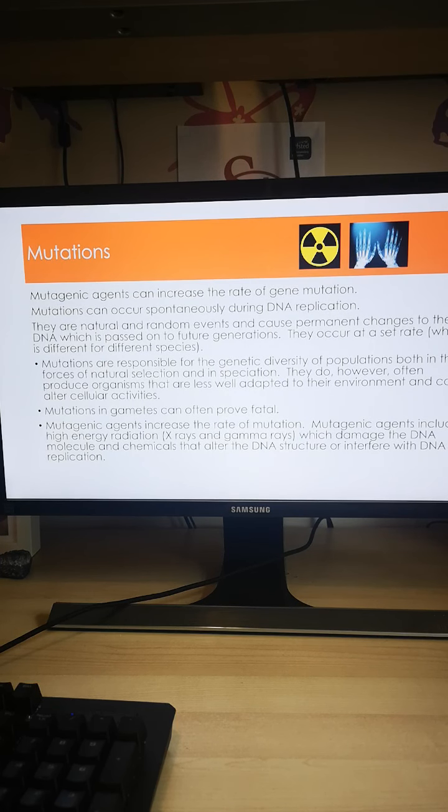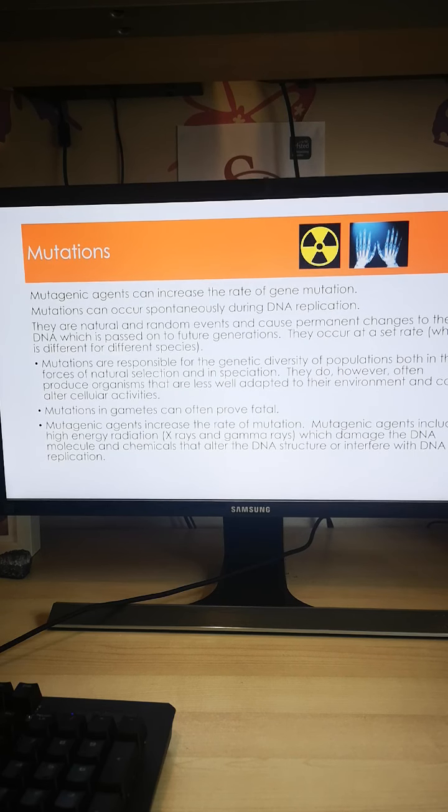Okay, so mutations are responsible for genetic diversity in populations. We need that. We're going to talk about natural selection later on this year, and then natural selection and speciation, that's the production of new species, next year. And we need mutation for both of those processes. They do, however, often produce organisms that are less well adapted to their environment and can alter cellular activities. So we can put a positive spin on mutations, but often they are negative in their effect.